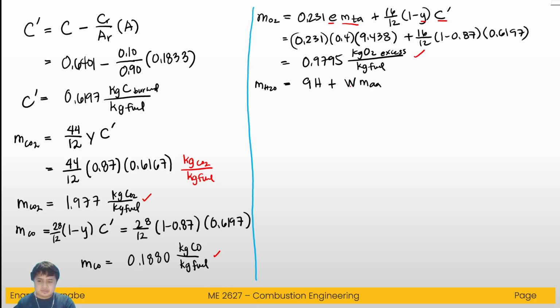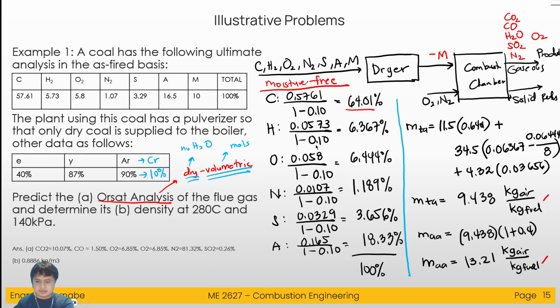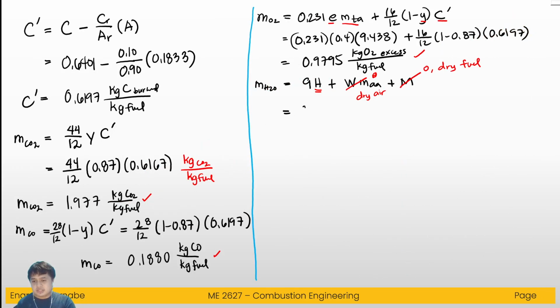So we have given H from the ultimate analysis. We have to add M, no? You forgot M. So we have moisture. But since this is dry, this is zero because dry. And then we don't have W because dry air, so zero because dry air. And then this is dry fuel. So the 9H, we only have 0.06367. So 9 times 0.06367 for the mass of H2O.